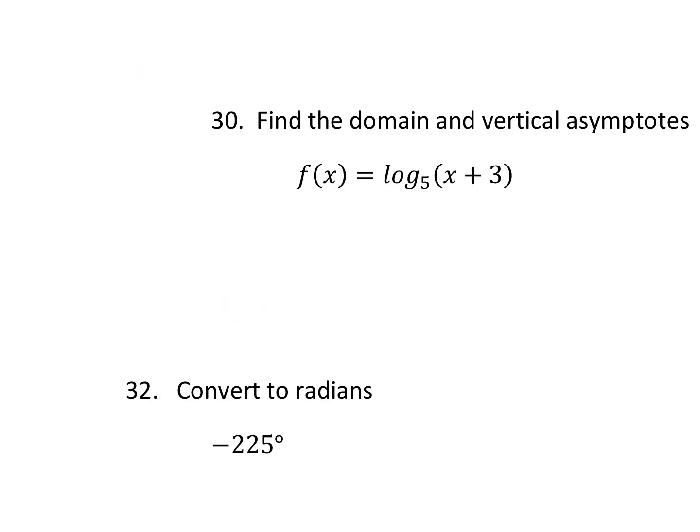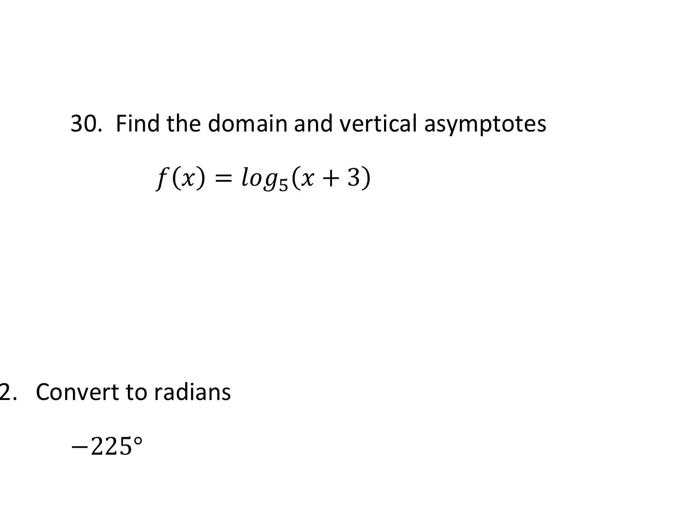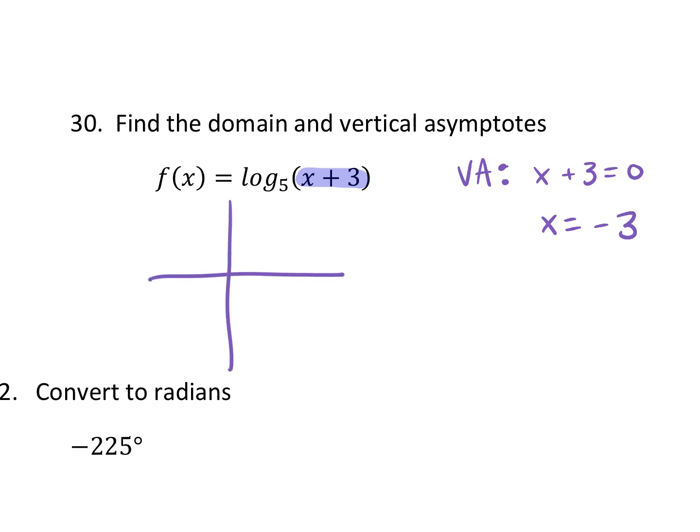For 30, we have to find the domain and vertical asymptotes. How do I find the domain and vertical asymptotes of a log function? So to find our vertical asymptotes, we set what's inside the parentheses equal to 0. So for our vertical asymptotes, we'd say x plus 3 is equal to 0. So x is equal to -3. So our log function, instead of having a vertical asymptote at 0, we just shifted it to -3.